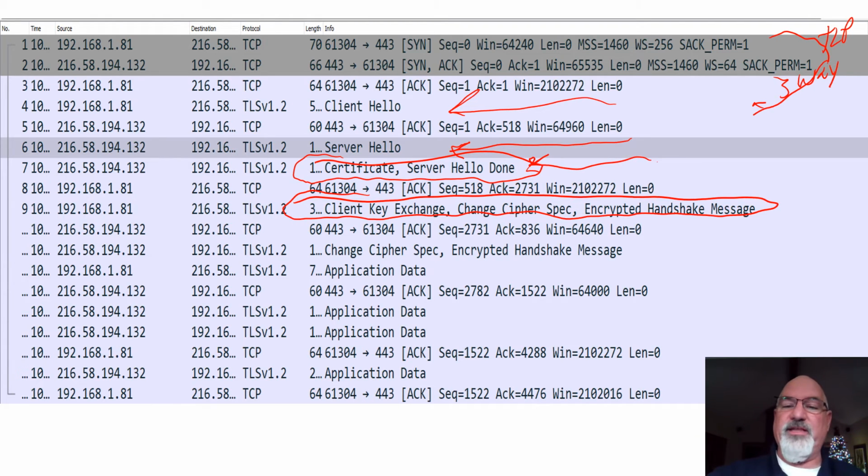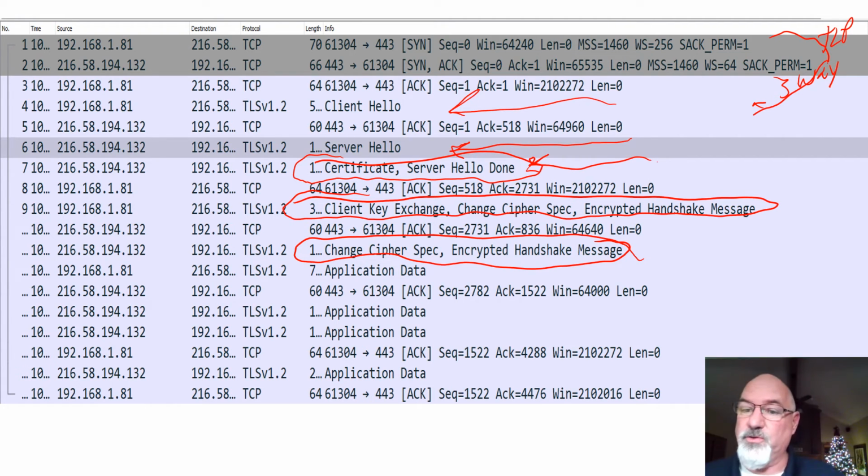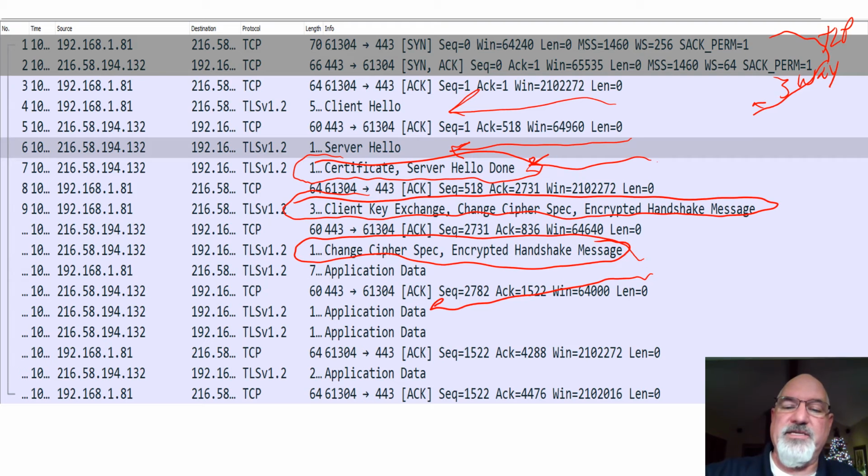Then here's where it finally agrees and says, hey, we agreed on the cipher suite. We are changing over to our symmetric key exchange. And then we should see application data being passed. That's what we want to see. But it all needs to complete in 15 seconds. So keep an eye on that. Otherwise, you probably have a failure.